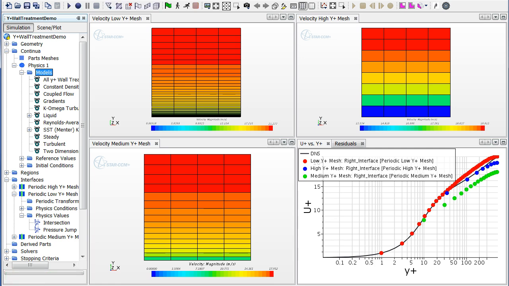From this video we can conclude that our meshes should be designed to either meet the low y plus mesh requirement with a y plus value of the near wall cell of less or approximately 1, or to meet the high y plus mesh requirement with a y plus value equal or higher than 30. The appropriate wall treatment model should be chosen, or as a universal compromise, the hybrid all y plus wall treatment should be used.